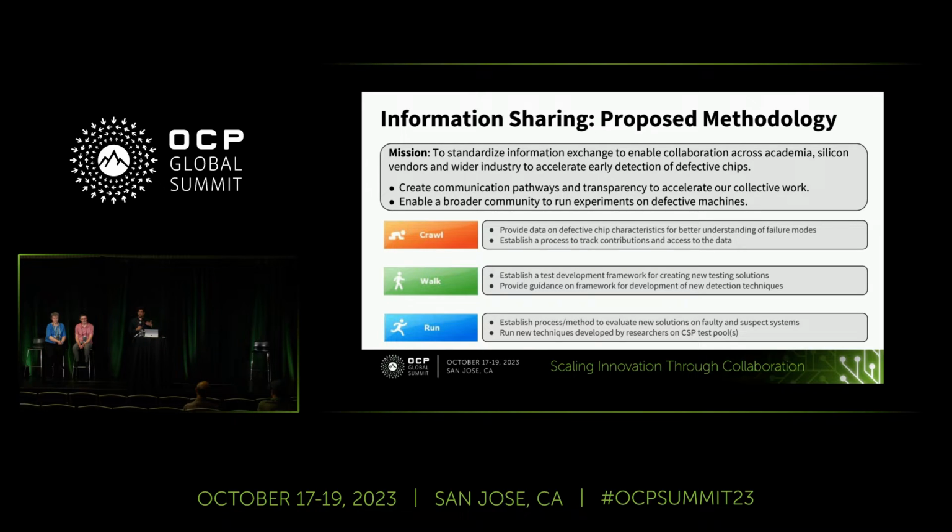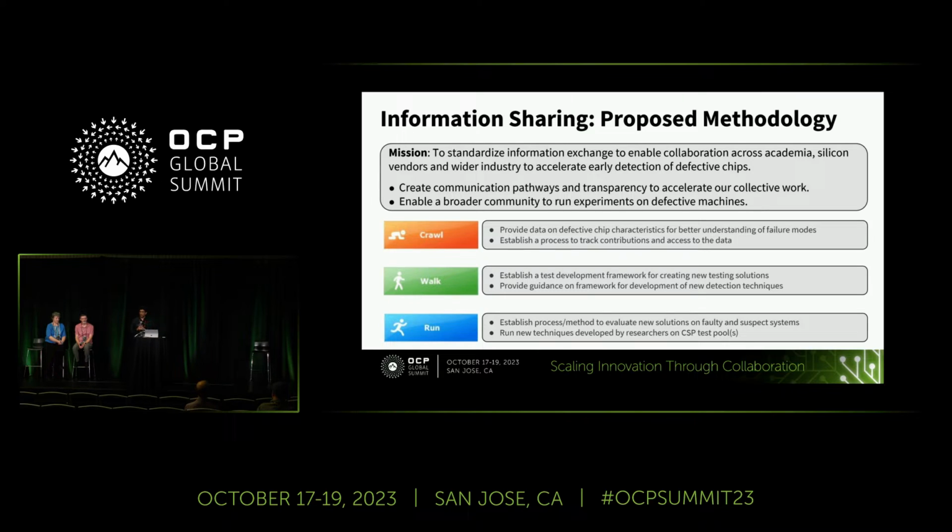The walk stage is building on that. It's establishing test development frameworks for creating new testing solutions. Anytime you want to run a test on a machine, there's a bunch of logistical work that has to be done just to get your actual test up and running on that machine. And the more we can standardize and have common frameworks to automate that logistical work, the easier it is, the quicker it is, and the more effective it is to get tests up and running. That is really part of the walk phase: take some of the common stuff and create standardized ways of doing it.